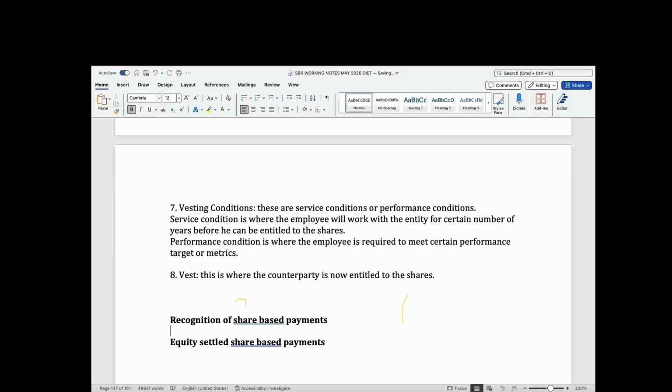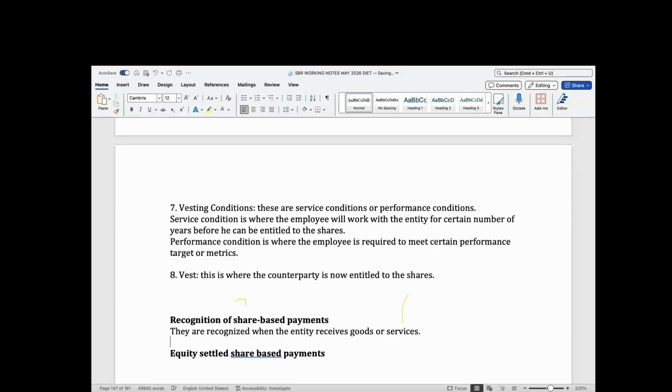And we have share-based payments. So when are they recognized? All these three types that I've mentioned, all of them are recognized when the entity receives goods or services. So as soon as an entity has received goods or services, then we can recognize it in our books.